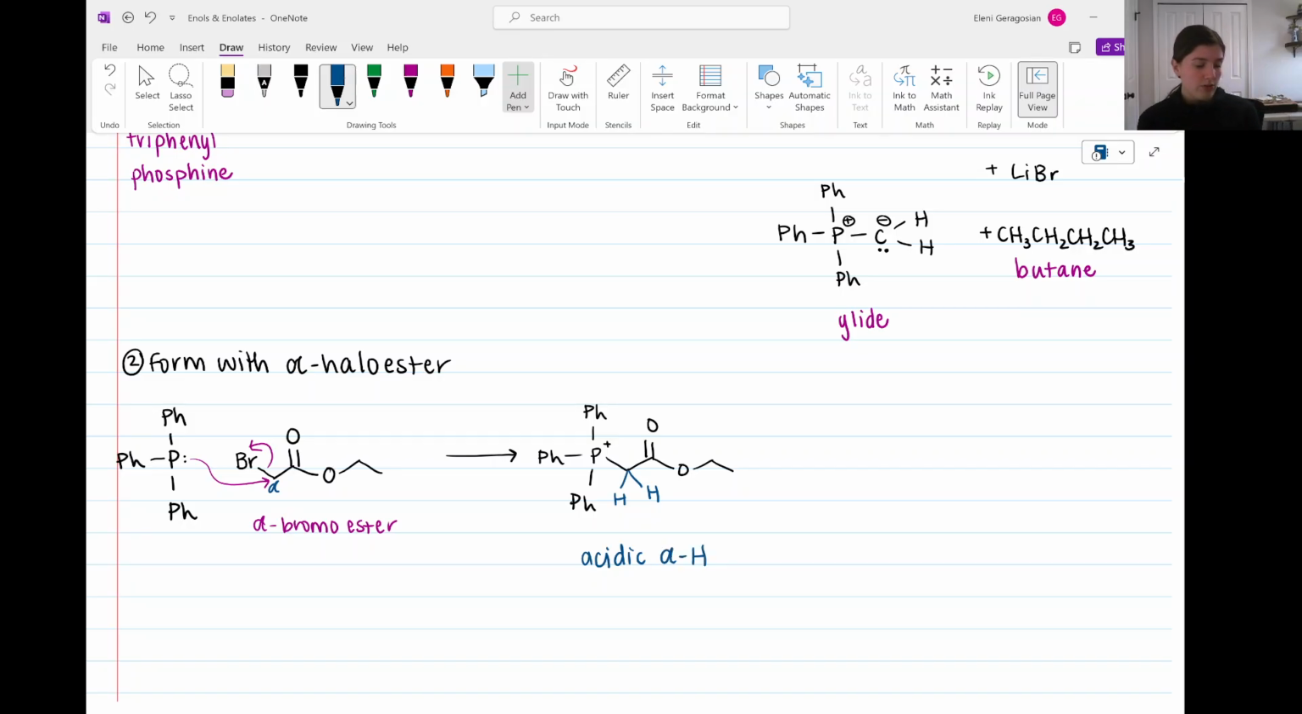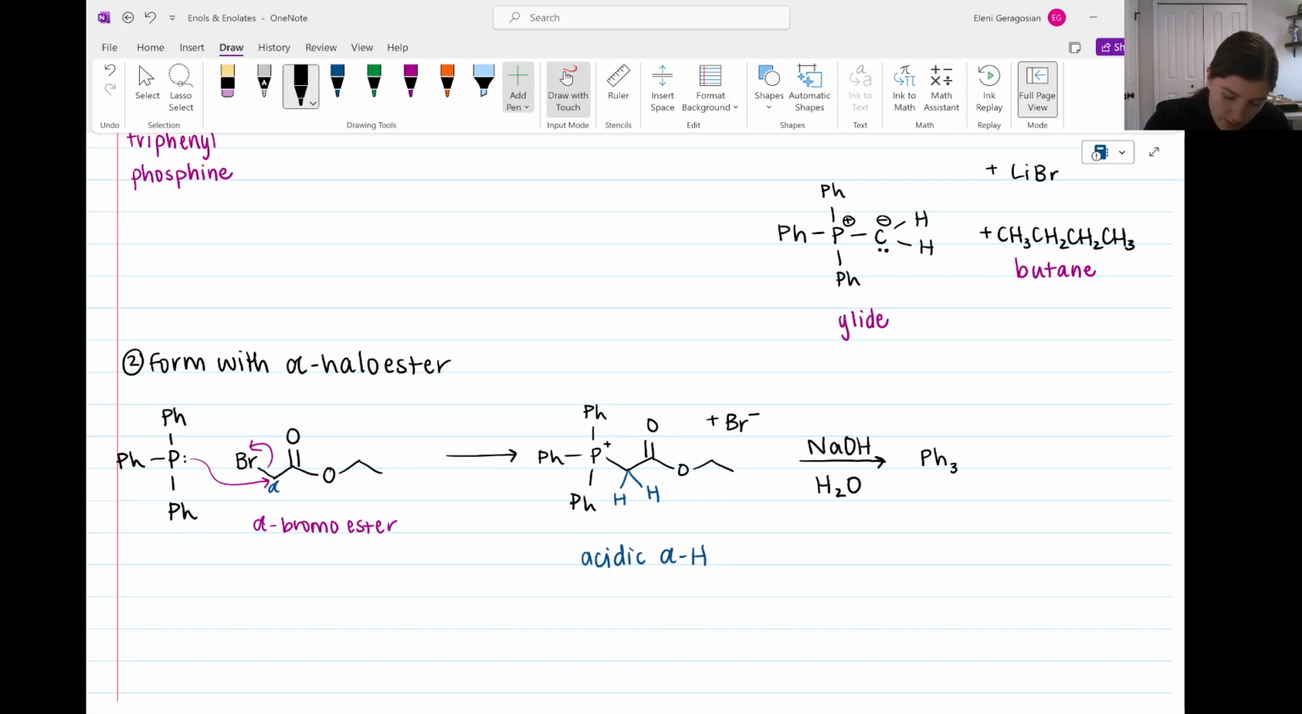So the benefit of using an alpha haloester is that you do not need to use the strong and dangerous base butyllithium. These are more acidic, so a weaker base can be used than butyllithium. Something like sodium hydroxide can be used. So we can use something like sodium hydroxide in water, because these are slightly acidic hydrogens, so something like sodium hydroxide will work.